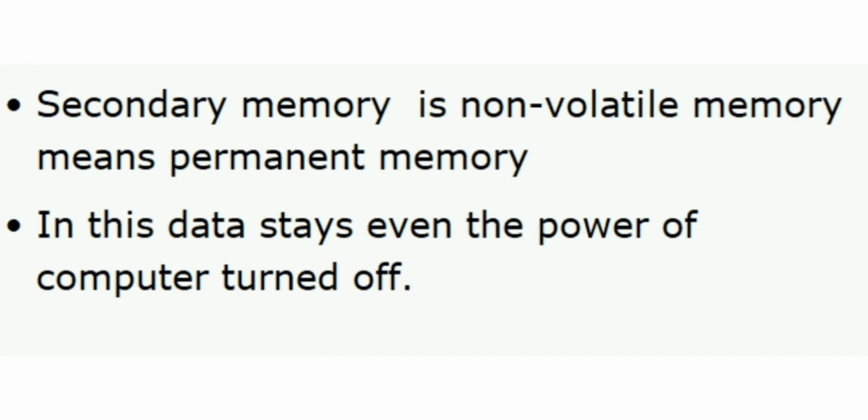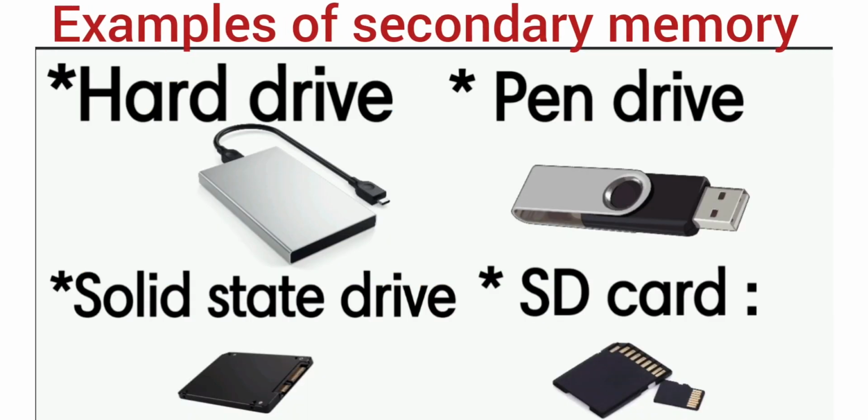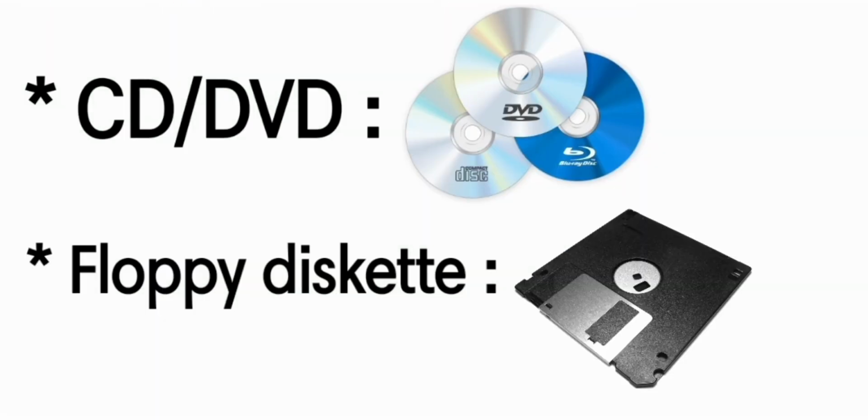Secondary memory is non-volatile memory, which means it stores permanently in the computer. In this, data stays even when the power of the computer is turned off. Here are some examples of secondary memory: hard drive, pen drive, solid state drive, SD cards. SD cards we place in mobile phones. CD, DVD, floppy diskette. These are the examples of secondary memory.